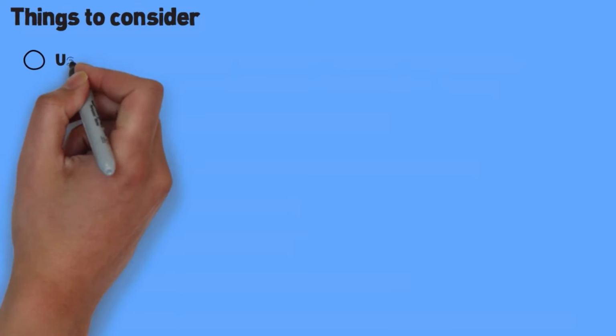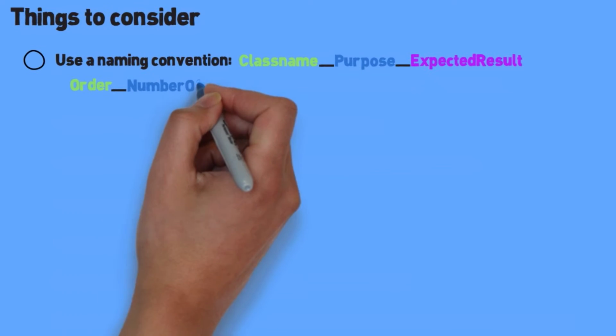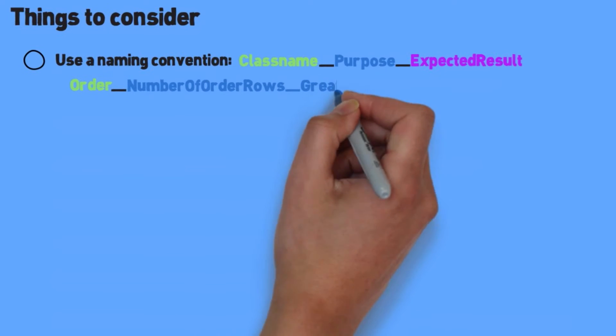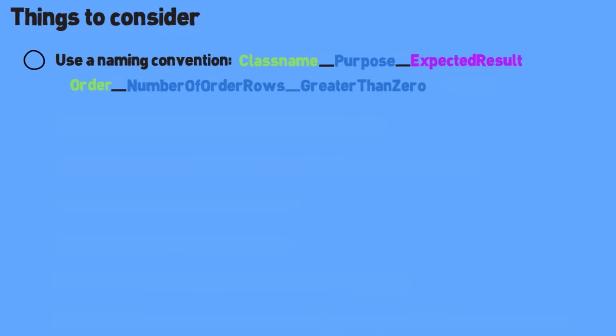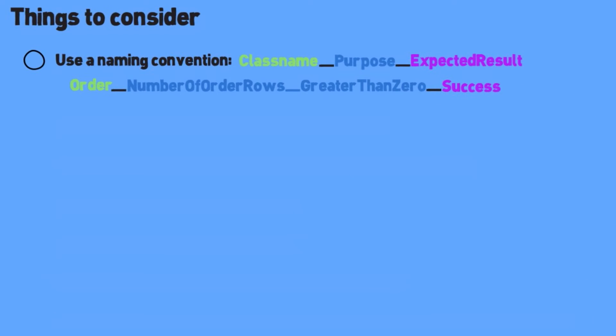An example of a naming convention for test functions is class name, purpose, expected result. For instance, class name could be order, purpose could be number of order rows greater than 0, and expected result could be succeed. That gives us order, number of order rows greater than 0, succeed. Or class name could be order, purpose could be number of order rows equal to 0, and expected result could be fail. That gives us order, number of order rows equal to 0, fail.